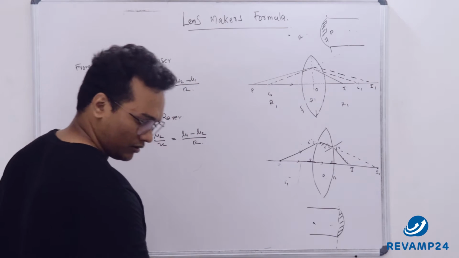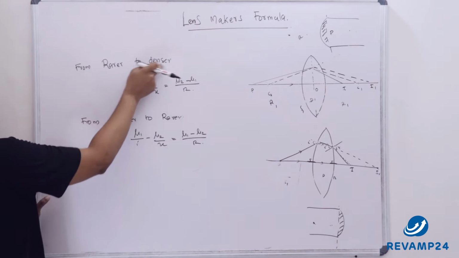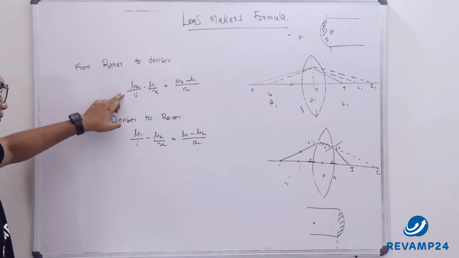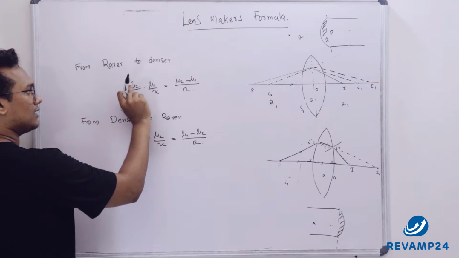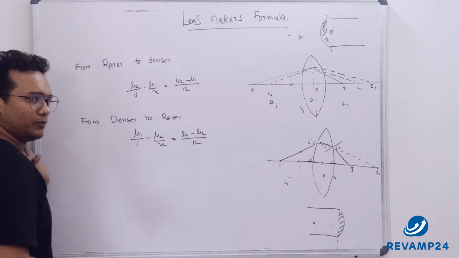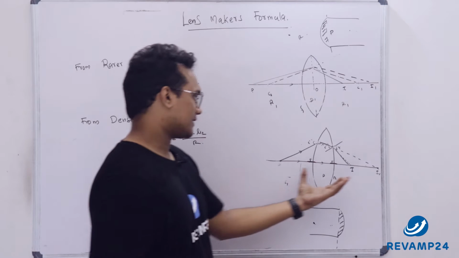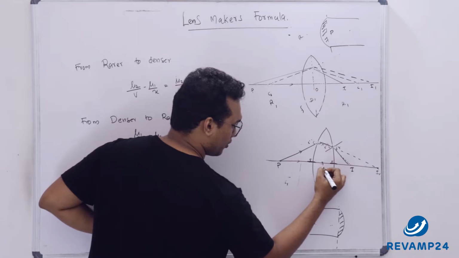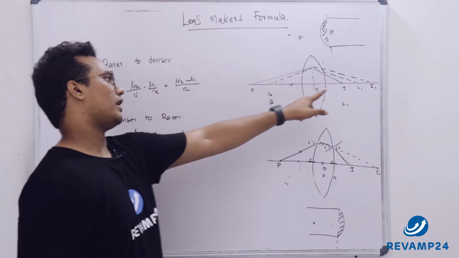Okay. So we already have derived equations, that is, from rarer to denser this one. Now from denser to rarer this equation. From this equation I can easily obtain this equation by simply replacing mu2 with mu1 and mu1 with mu2. Now we will substitute the values. So this is P, this is O and I and I1.